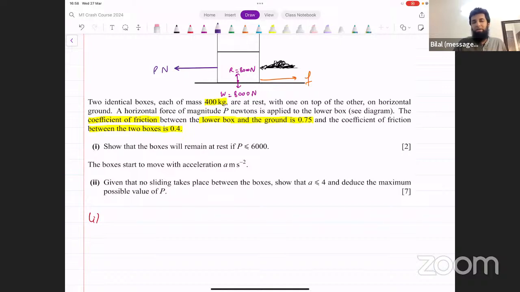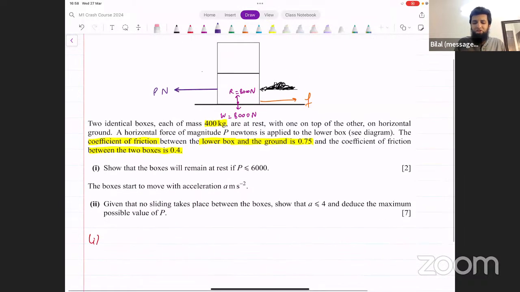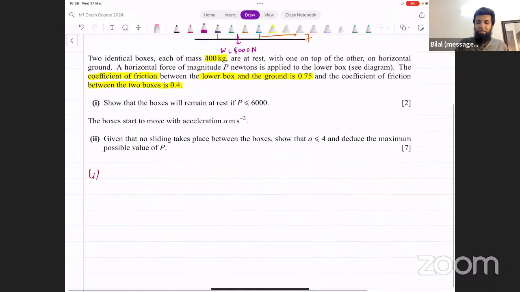One idea is that you consider the limiting equilibrium case, considering that the boxes are just about to move towards the left side. Consider that extreme case, the limit of equilibrium. That will give you the maximum possible value of P. If the maximum possible value of P turns out to be 6,000, you could say P is supposed to be less than or equal to 6,000 if the objects are supposed to remain at rest. That's one possibility. So you can consider the case of limiting equilibrium.